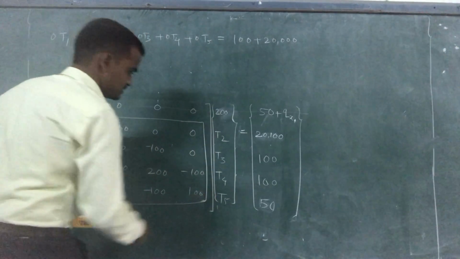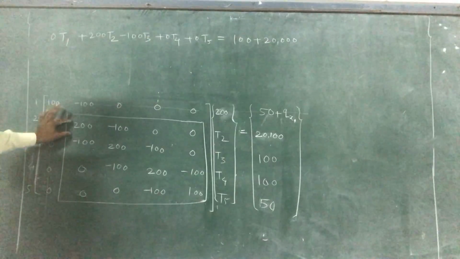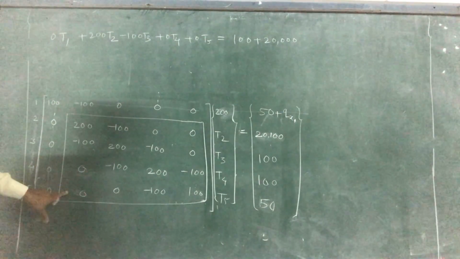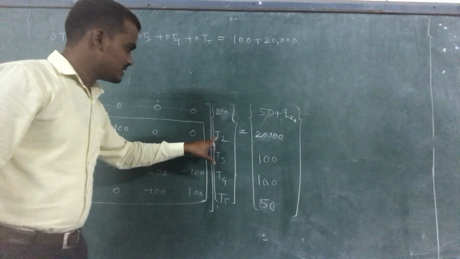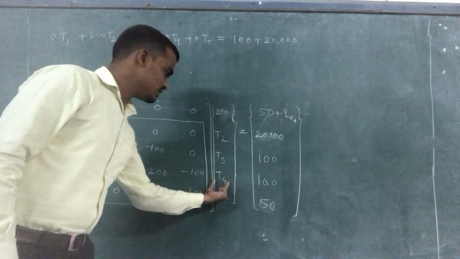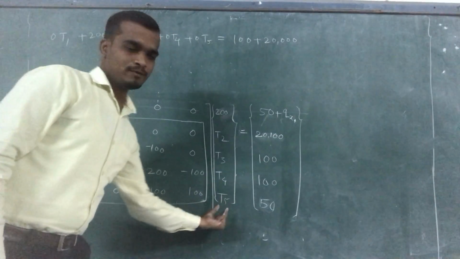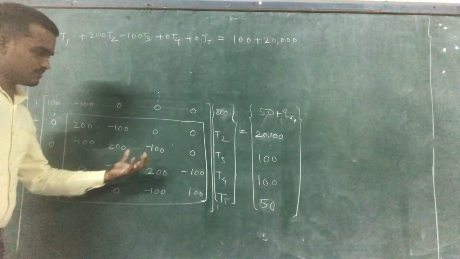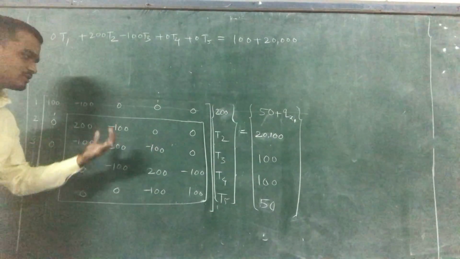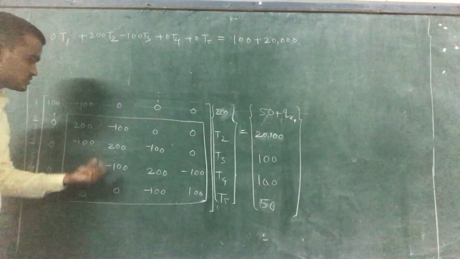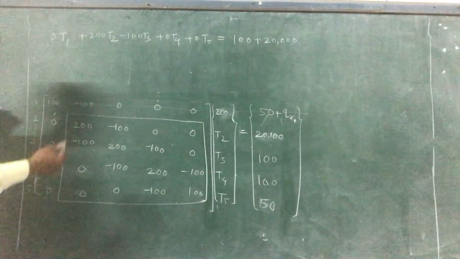These 4 equations, like first, second, third and fourth equations. Now you can solve these four equations, and by solving them you will get T2, T3, T4 and T5 values. Okay, now how to solve these four equations? You can solve in your calc by using matrix calculation, or you can easily solve by using Gauss elimination method. So what is the Gauss elimination method?